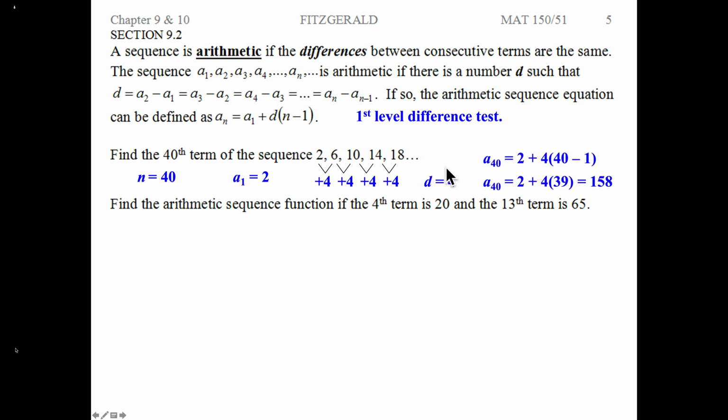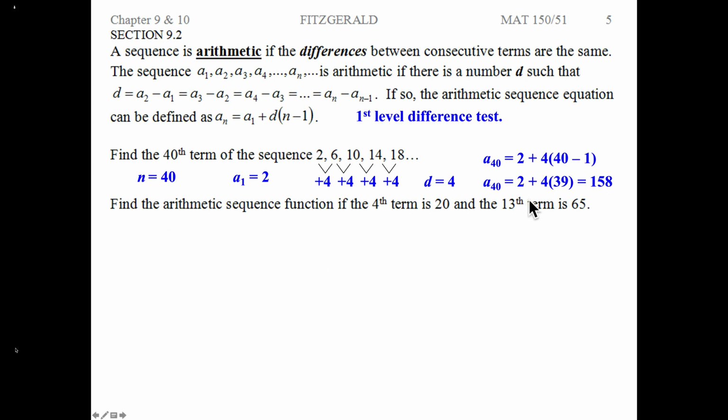So we can write out our 40th term, a sub 40, putting the 40 in for n, equals first term 2 plus the difference 4 times 40, the n, minus 1. Well, 40 minus 1 is 39. Crunch it into the calculator. 2 plus 4 times 39, 158. That's the 40th term.